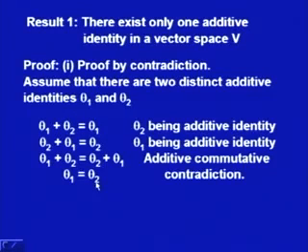So what have we started with? We have started with two different additive identities, theta 1 and theta 2. They are not equal, but finally we have proved that they are equal. So it is not possible that a vector space has two distinct additive identities. Even if we start with different ones, we finally arrive at the same value. So by contradiction we have proved that there exists only one additive identity in a vector space.